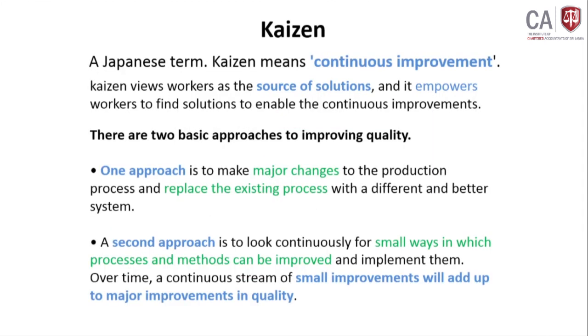Okay. Kaizen. What is the Kaizen approach? Kaizen is a Japanese word. Kaizen means continuous improvement. This is the meaning of it. So, if you know the meaning of the word Kaizen, then it is easy for you to answer any question coming from the Kaizen details. Kaizen views workers as the source of solutions.